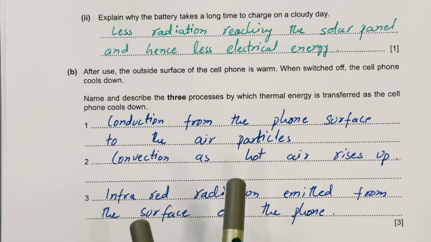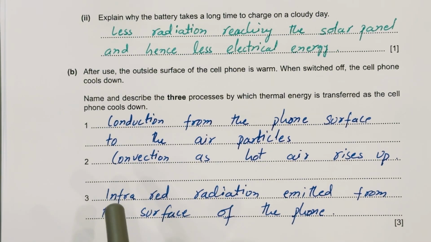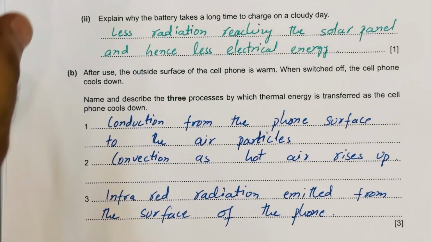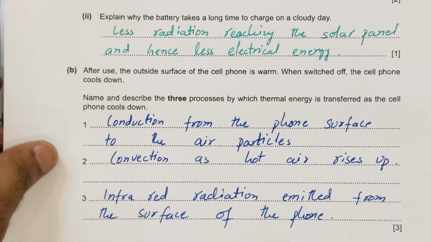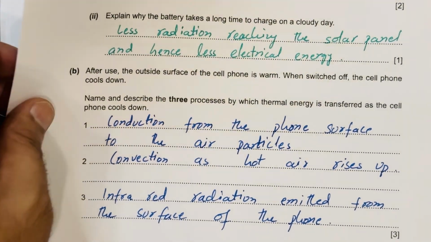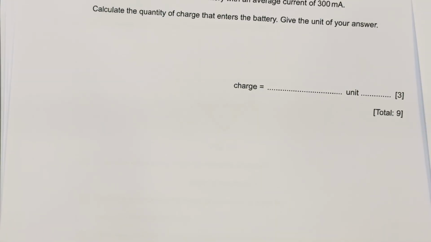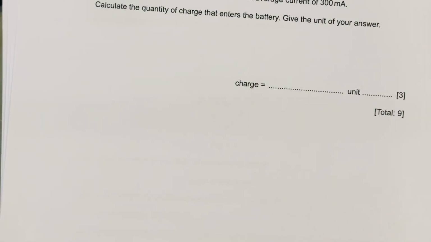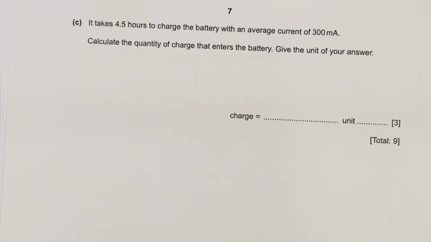So conduction happens from the phone surface to the air particles because they are in direct contact. Next, convection: the hot air rises up because it has a low density, so that's why it rises up. And radiation: infrared radiation is emitted from the surface of the phone. So that's how energy is transferred and the phone cools down. Moving to C part. Okay, C part is that now you can see.